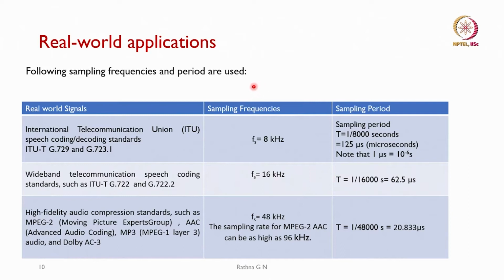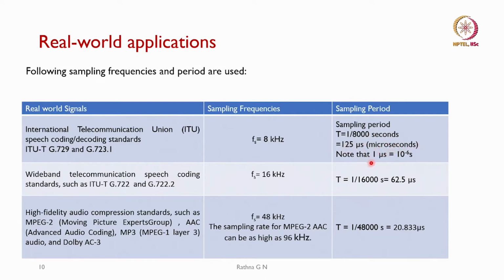Coming to real world applications, we will look at a few sampling frequencies and the sampling period associated with each. One real world example is telecommunication. The International Telecommunication Union, ITU-T, defines speech coding and decoding standards, which we call G729 and 723.1. There the sampling frequency used is 8 kilohertz. The sampling period T is given by 1 by Fs, which is 1 by 8000 seconds, which constitutes 125 microseconds.